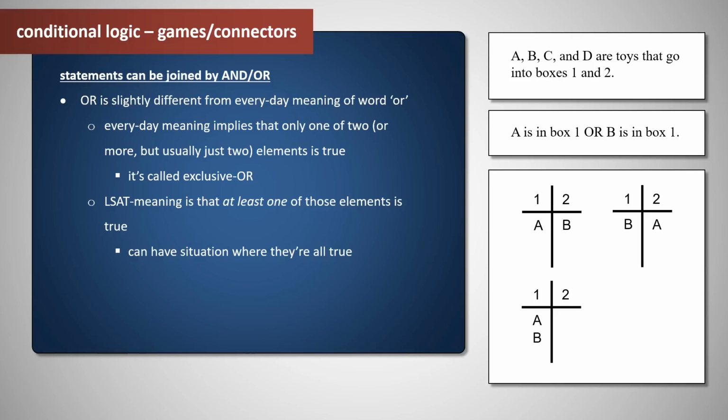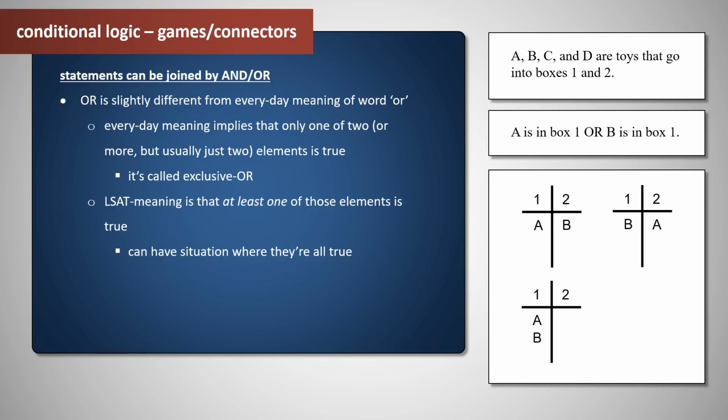So all three of these diagrams satisfy this statement above, that A is in box 1 or B is in box 1, because we have A in box 1 over in the top left, we have B in box 1 in the top right, and then we have both A and B in box 1 in the bottom left. So this is a situation. This is what or means.